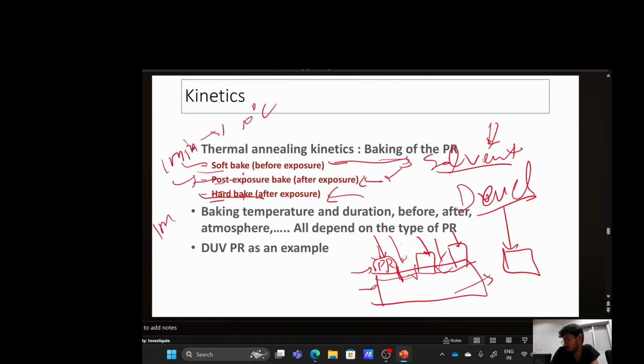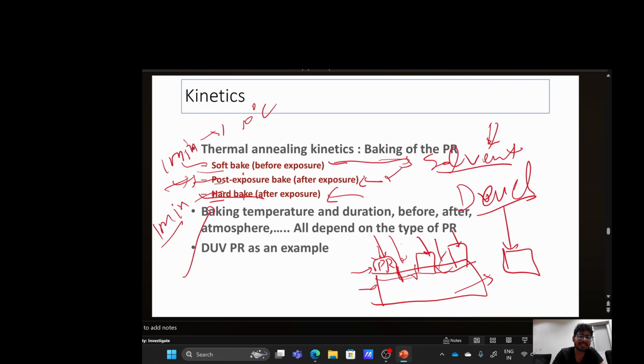Sometimes a post exposure bake step is required for image reversal kind of photoresist. There are some photoresists that you can use as a positive tone photoresist and as a negative tone photoresist, so that works dually. So how you do the post exposure bake depends on that. That also takes 1 minute of annealing for the post exposure bake.